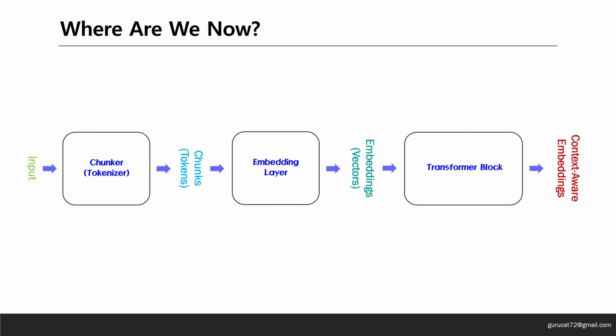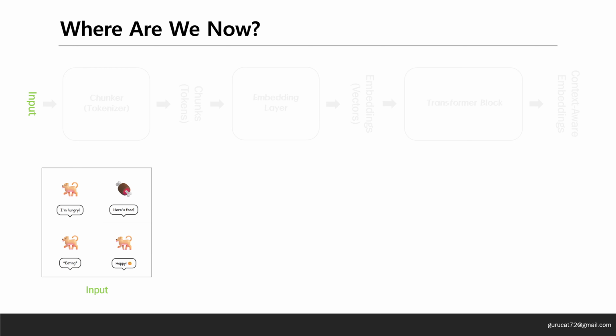We get these context-aware embeddings on the other side. Cool, right? Let's use our comic strip as a real example. Here's our input, right? 4 panels. Dog says, "I'm hungry." Food appears. Dog's eating. Dog's happy. Simple story. We all get it. Right now, this is just raw input. The transformer hasn't touched it yet. So let's see what happens when we start processing this thing.